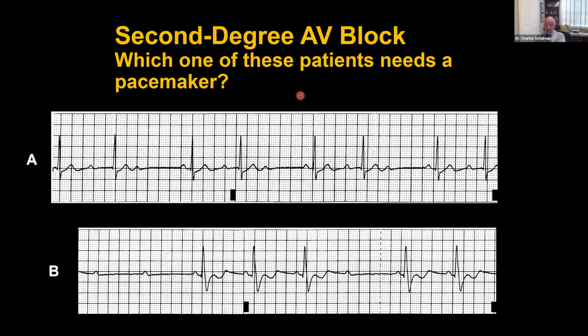Okay, now in second degree block, some beats are conducted and some are not. So we have two examples here of rhythms where some beats are conducted and some are not. So the first thing you do is you march off the P waves and determine that the distance from here to here to here to here, these distances are all the same. Well, similarly in this one, here to here to here to here to here, the PP intervals are all the same. In this one, this beat is not conducted, this beat is not conducted, nor is that one, nor is that one. Which one of these patients needs a pacemaker, A or B?